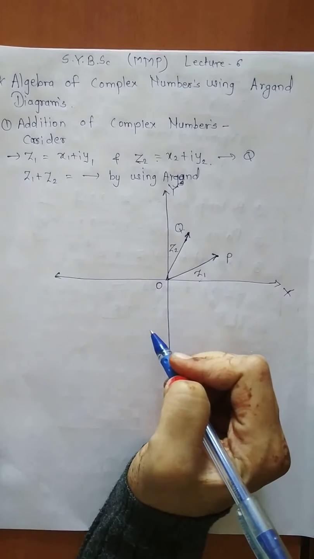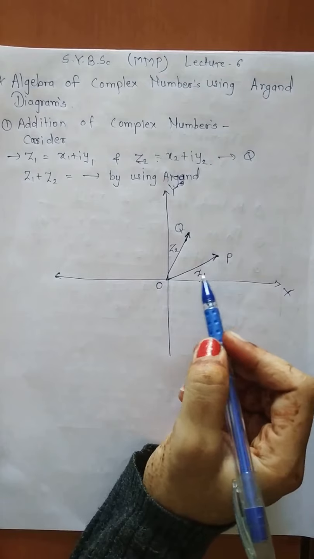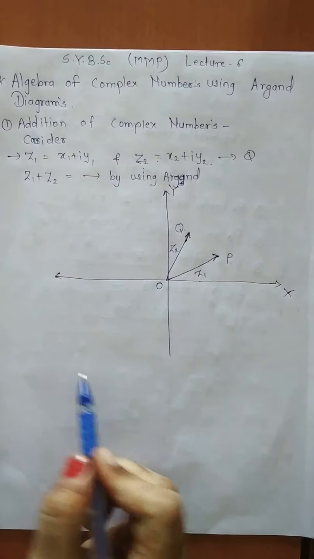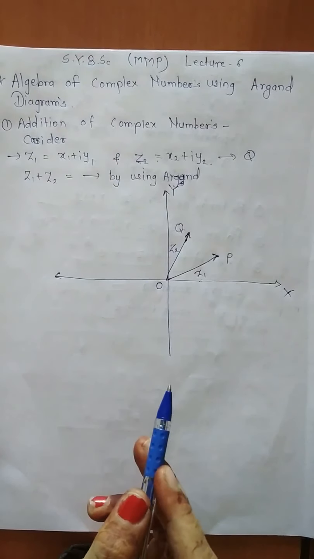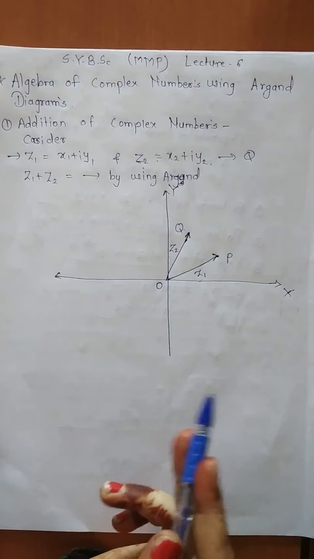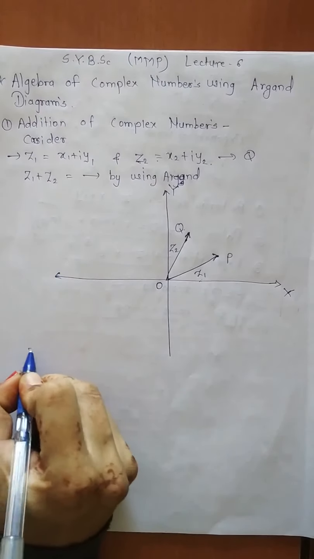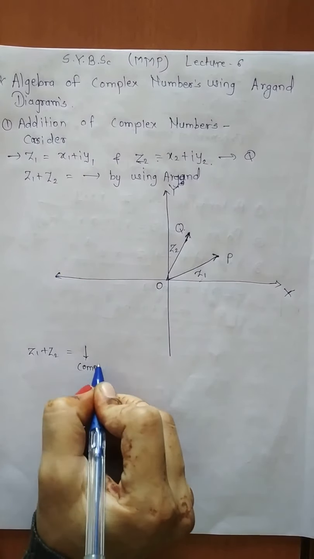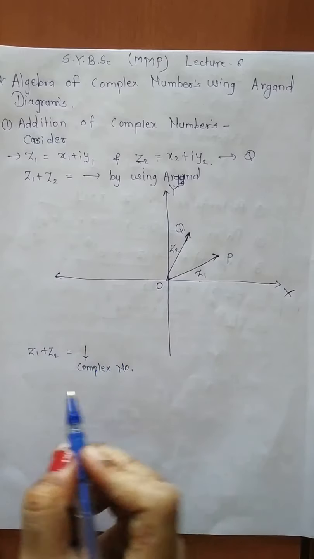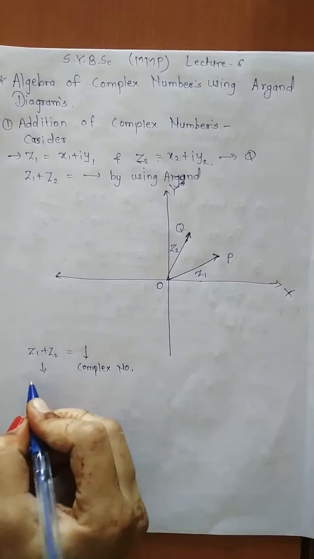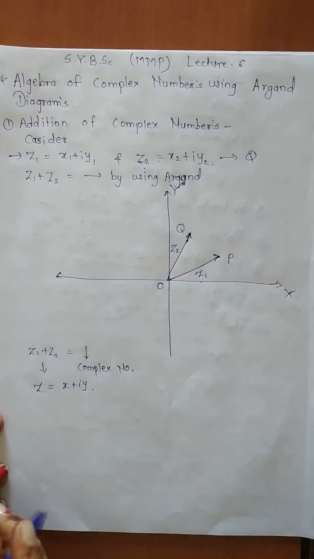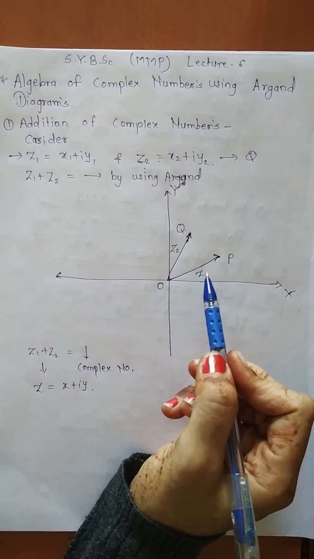Now how do we perform this addition? We have already discussed, in the algebra of complex numbers using mathematics, that the addition of 2 complex numbers is again a complex number. This means if I add Z1 plus Z2, then I will get again a complex number. So let me call this addition Z, which will be again a complex number of the form x plus iy.